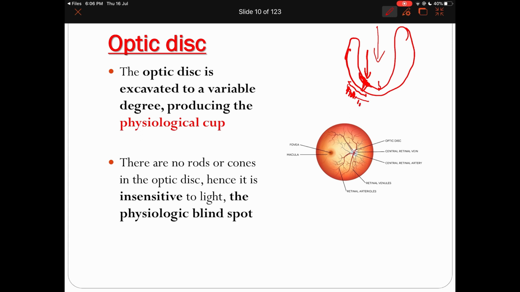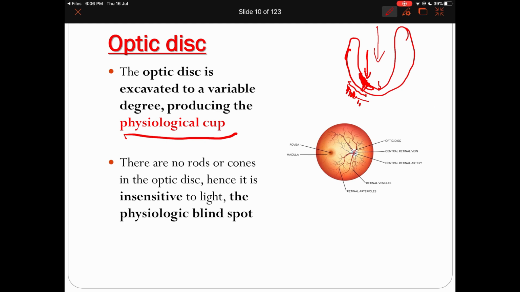So intraocular pressure will be at the optic disc, because the outside area is weaker, perforated. So this optic disc will usually be depressed, concave, excavated to a variable degree, producing something that is called the physiological cup. There is a physiological cupping of the optic disc.